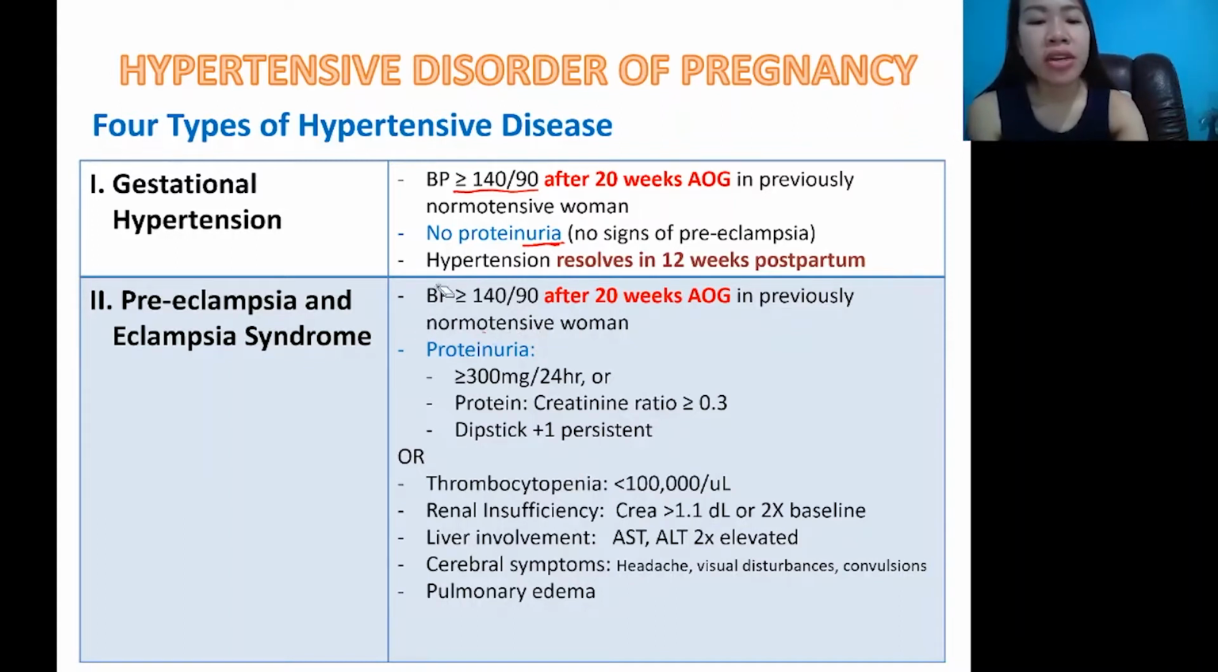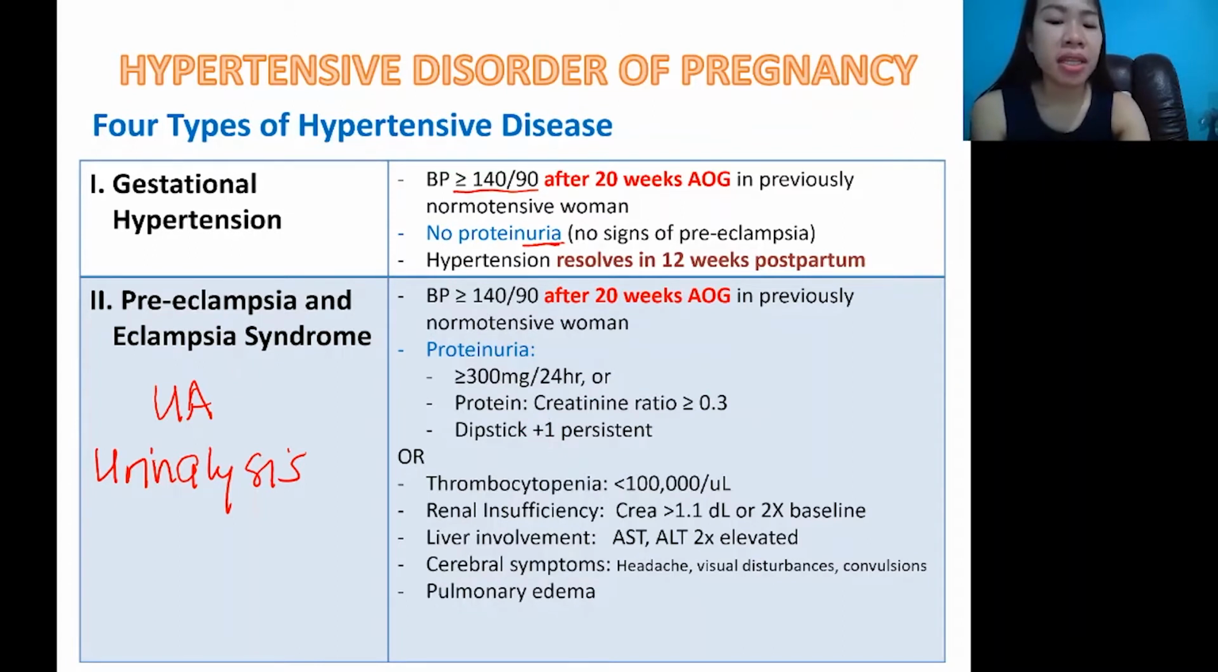Next, nung pina-check mo ang urinalysis, pina-UA natin ang nanay. Pag nakita nyo ang UA na acronym, it means urinalysis. Ibig sabihin, analyze natin yung ihi ni mother. So, upon conducting urinalysis, nakita natin na merong protein sa urine. Diba? Urea, it means urine, protein in the urine. And it may be greater than or equal to 300 mg per 24 hours, or the protein creatinine ratio is greater than or equal to 0.3. And sa dipstick, ito ay test din po na ginagawa natin, positive 1 persistent for proteinuria. So in short, class, basta may makita tayong protein in the urine with this criteria, then we consider that proteinuria.